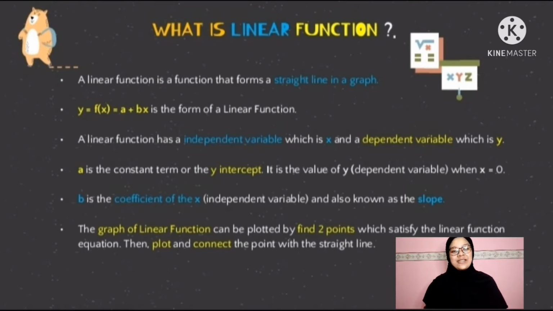A function has an independent variable, which is x, and a dependent variable, which is y. A is the constant term or the y-intercept. It is the value of y when x equals 0. B is the coefficient of x and is also known as the slope.